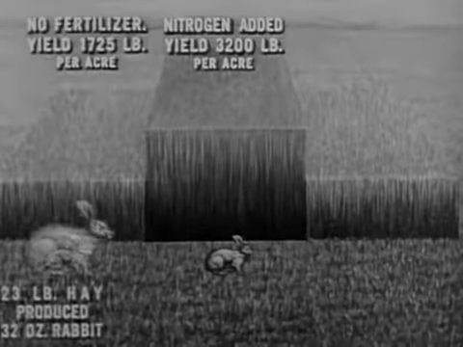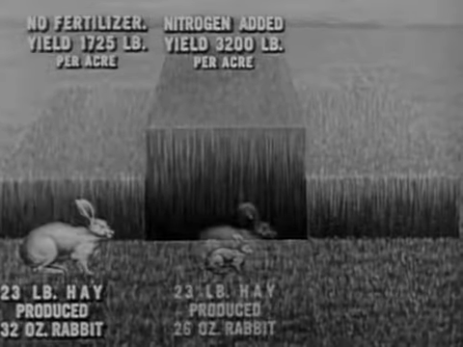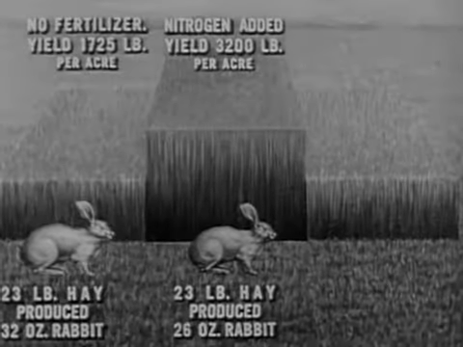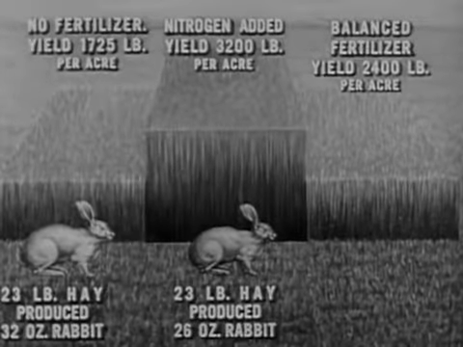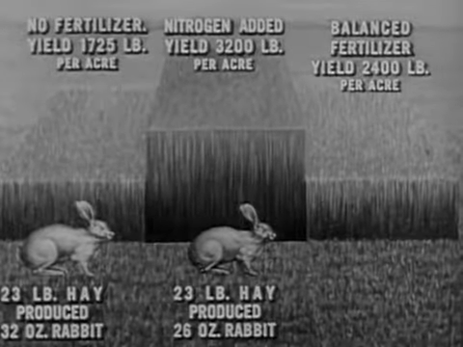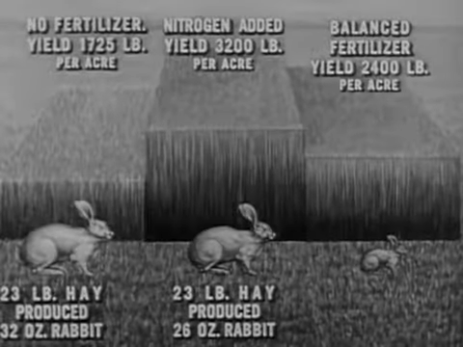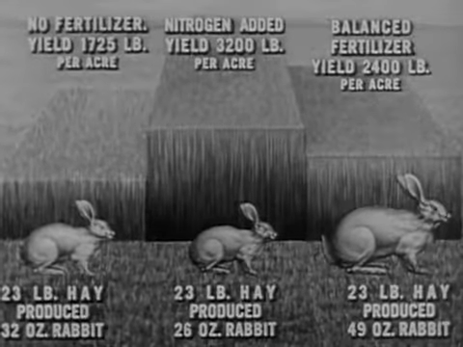But when fed to rabbits, a pound of this nitrogen-fed hay produced less meat than a pound of the small, unfertilized hay. To his third plot, he added all the important minerals that the crop needed. This plot produced less hay than the nitrogen-fed plot. But each pound of this hay produced nearly twice as much meat as the much bigger nitrogen-fed crop.